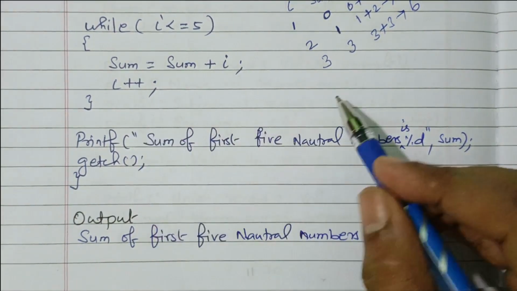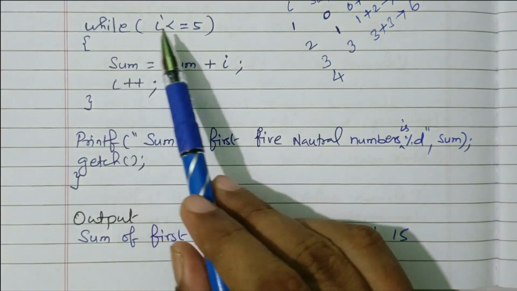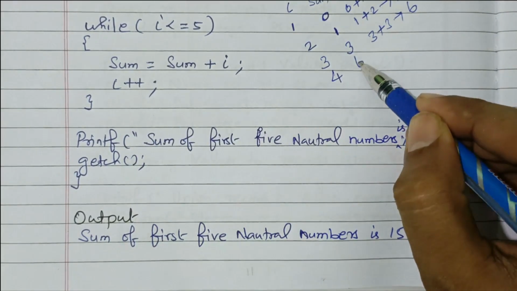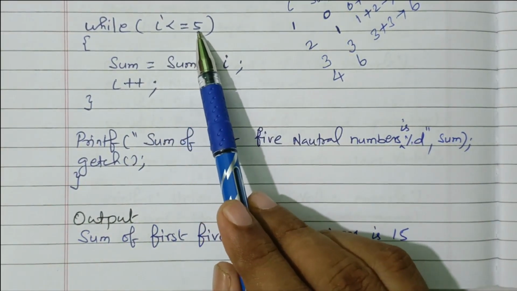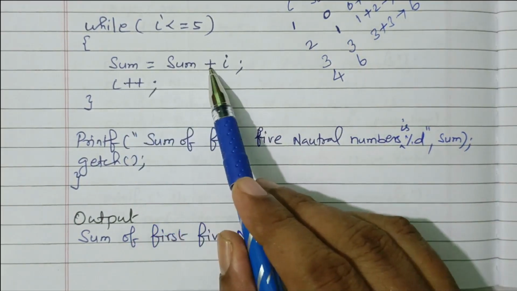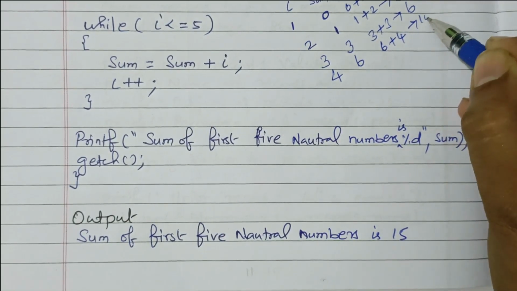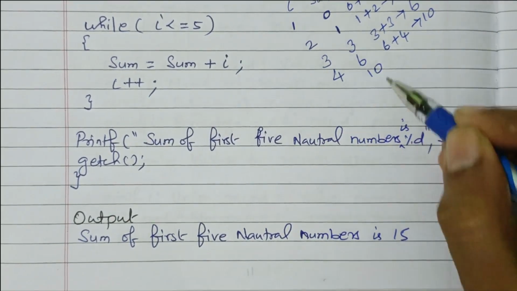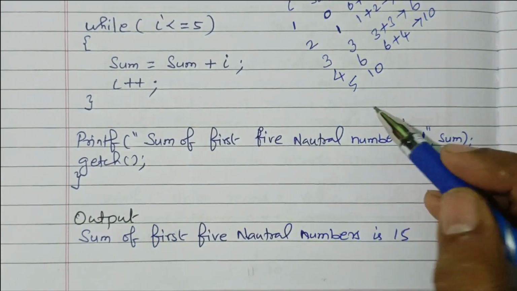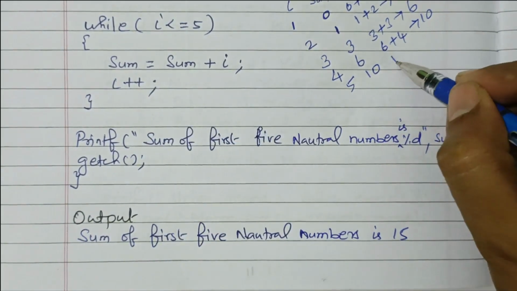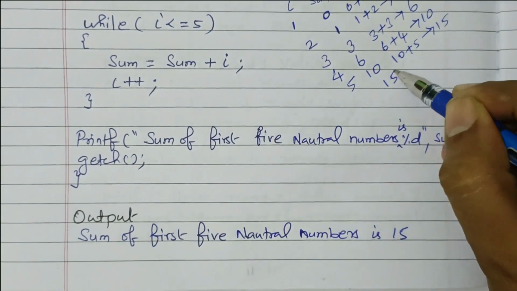Then it is incremented to 4, right? Again it will check the condition. Now the sum value is 6. The condition is true, I is less than or equal to 5, so it will execute this process. 6 plus 4 equals 10, so now sum becomes 10. Again I is incremented to 5, right? Again it will execute the statement, 10 plus 5, 15. Now the sum becomes 15.